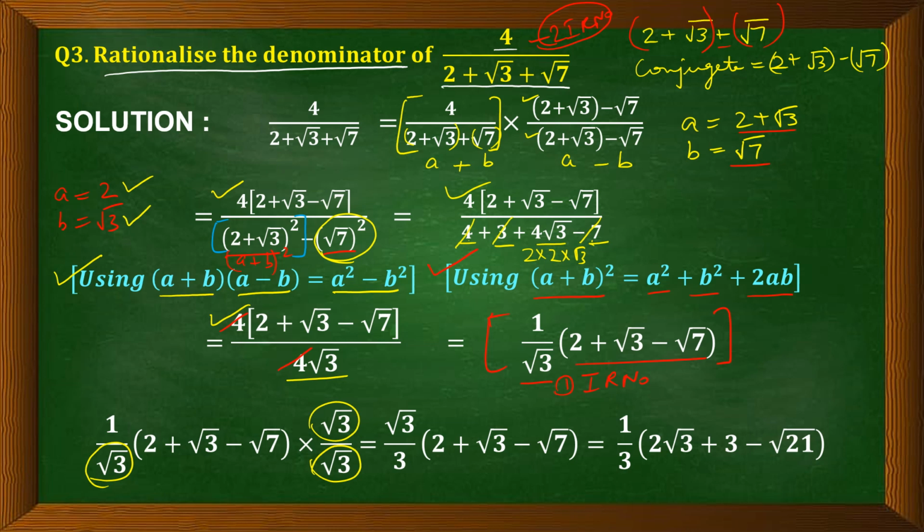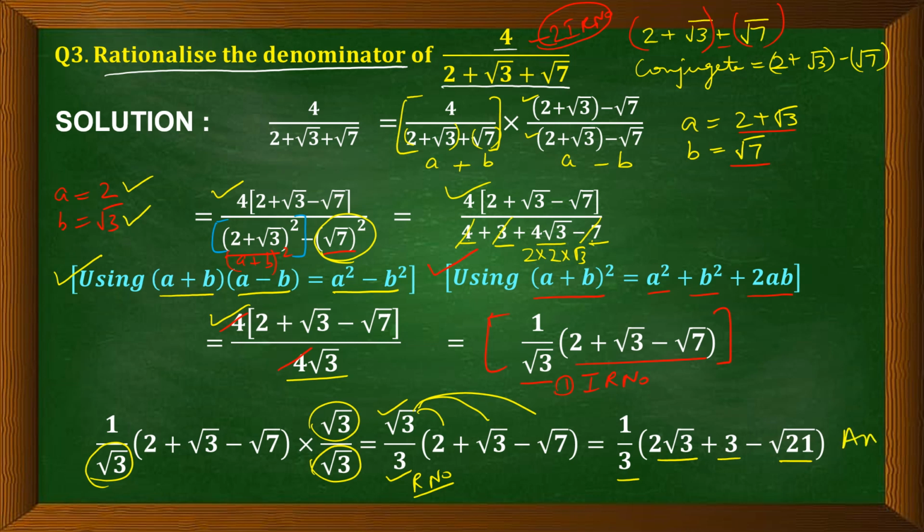Now 1 into root 3 is root 3 and root 3 into root 3 is 3. Now we shall multiply root 3 with each of these terms inside the bracket and try to simplify it, because now we have got a rational number in the denominator. Now no need to further rationalize it. 1 by 3 we have got, and 2 into root 3, then root 3 into root 3 is 3, and then minus root 3 into root 7 is root of 21, 3 into 7 is 21.